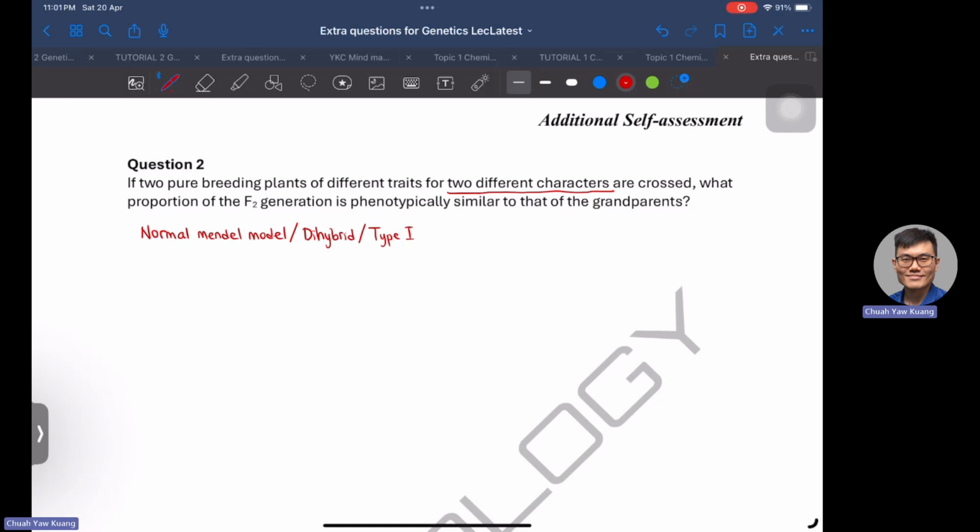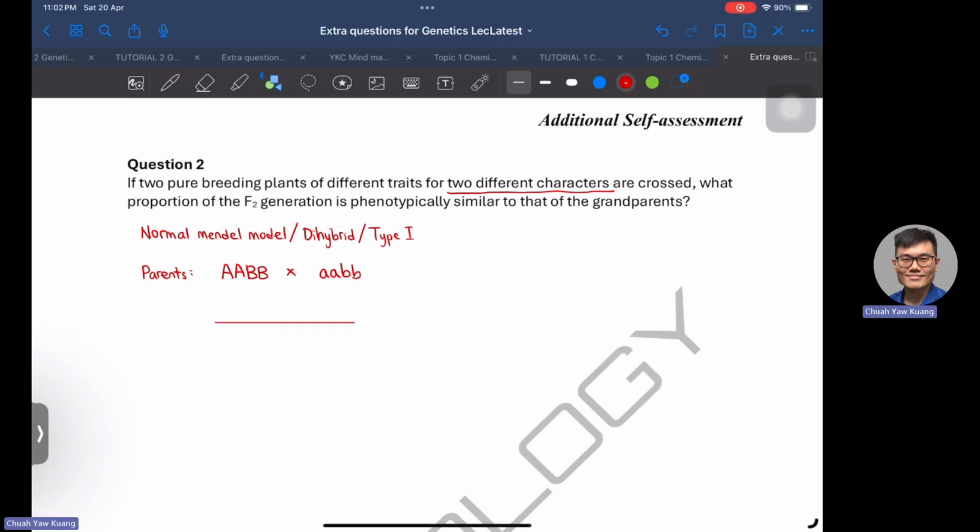First things first, the first step is to find the parental genotype. Since they tell us that it is pure breed, it's homozygous. So that means the first parent must be homozygous dominant, and the other parent must be homozygous recessive. Once we know the genotype of the parents, next we can find the gametes of the parents.